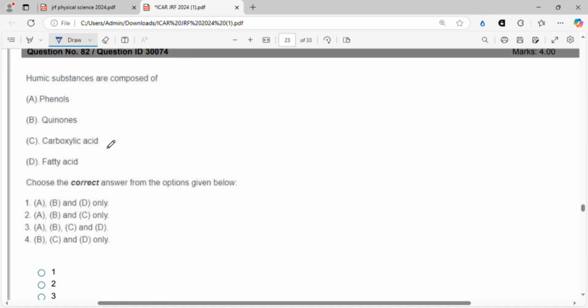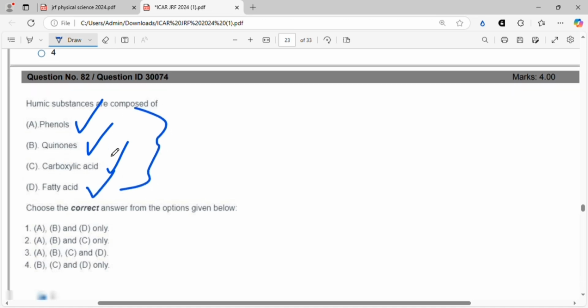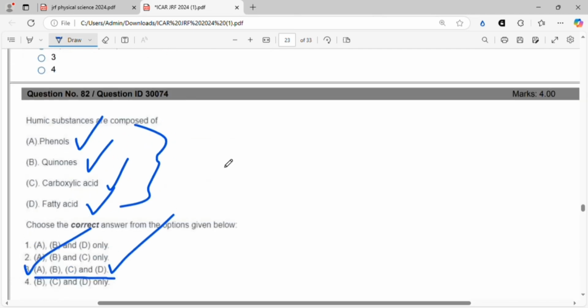All right. So moving on to the next question. Humic substances are composed of. This one is also a very easy question from soil organic matter. Humic substances contain all the functional groups present in organic compounds. So it will be phenols, quinones, carboxylic acid, fatty acid, everything, all of this. So the answer will be option 3, A, B, C, and D. Whatever functional group is there, you can find it in humic substance because the structure is so complex. You cannot designate that only this functional group is present. All types of functional groups are present in humic substances.